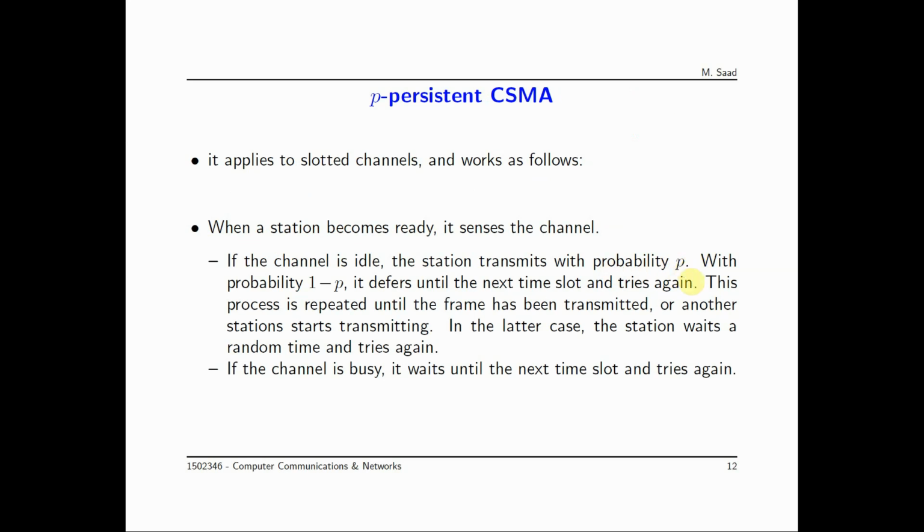And to have a more general example, imagine that the station has a coin which gives you a probability of a head of 0.7 and the probability of getting a tail of 0.3. In that case, what does the station do? If the station finds the channel idle, it will toss the coin. If you get a head, which happens with probability 0.7, the station will transmit. If you get a tail, which happens obviously with probability 1 minus P, which is 0.3, the station will wait until the next time slot and then try again. Try again means sensing the channel again.